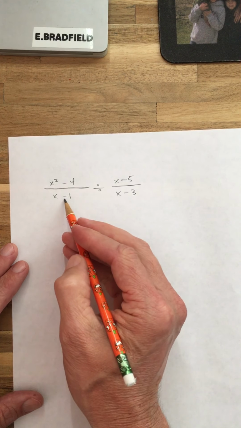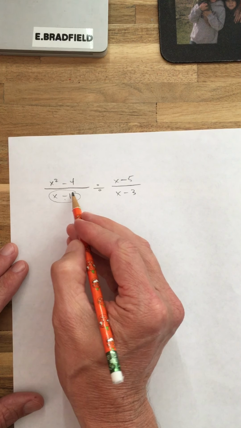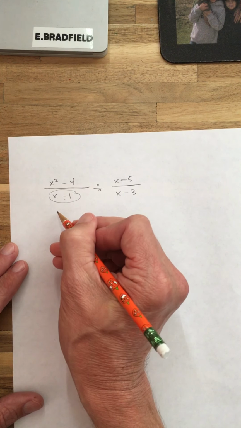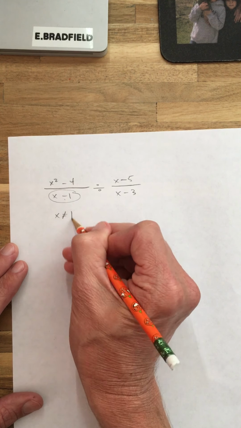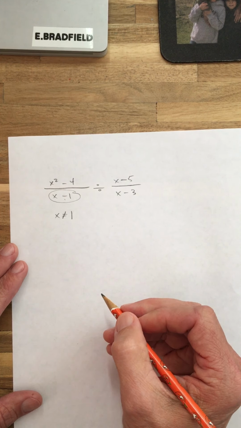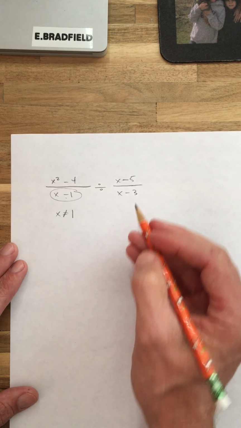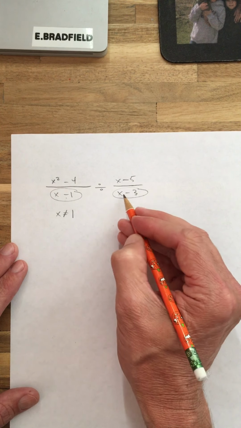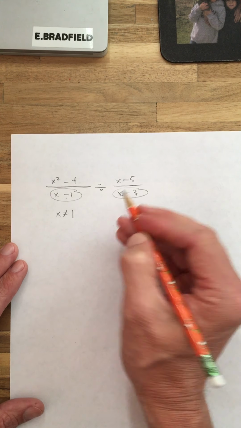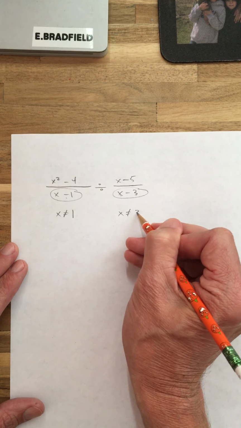We know that x minus 1, this guy can't be 0, so solve it for 0, right? So we know that x cannot equal 1 if I set that equal to 0, okay? This guy here, x minus 3, this can't be 0, so what value of x can we not have? What's our restriction? Well, x cannot equal 3.